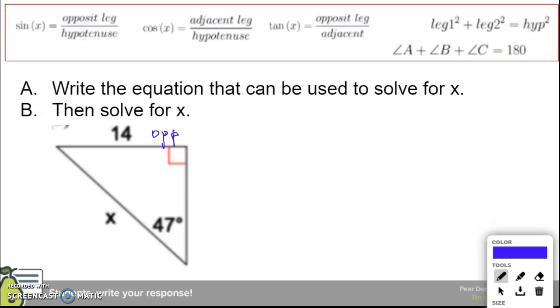And x is across from the right angle. So this is my hypotenuse. So the trig ratio that deals with opposite and hypotenuse is going to be sine. So sine of 47 degrees is going to be opposite, which is 14, over x.